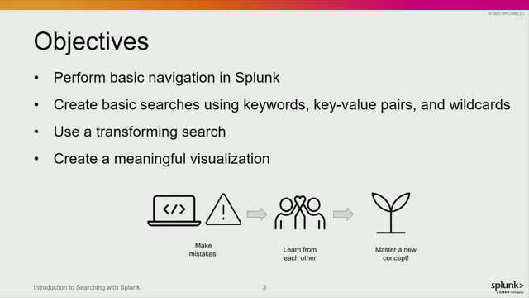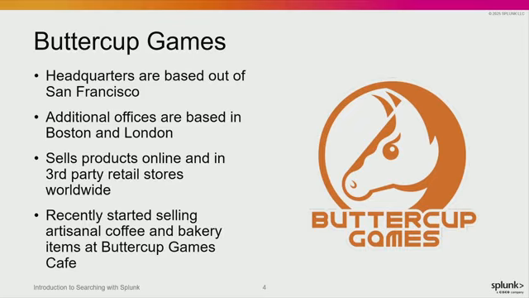Now, when it comes to the searches that we'll be running in this session, they're going to pertain to Buttercup Games. So Buttercup Games is a fictional gaming company. It's based out of San Francisco. They sell games online and in person, and they have additional offices located in Boston and London. So we'll be seeing events from those different locations.